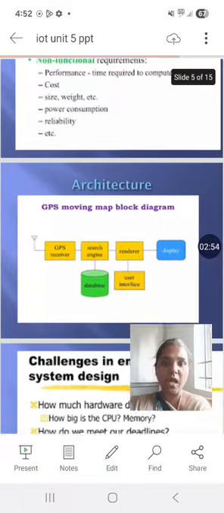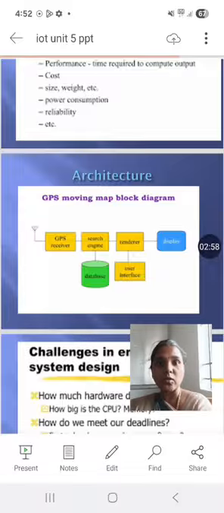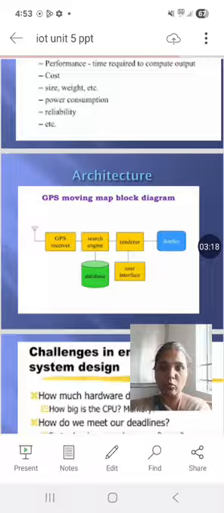Next, we come to the architecture of the embedded system. We should be aware of the blocks involved in the architecture. For example, let us consider the GPS moving map block diagram. In this, the blocks which we need are a GPS receiver, a search engine where we have to locate the database to access the data, a user interface to communicate with the users, and finally the display of the output.